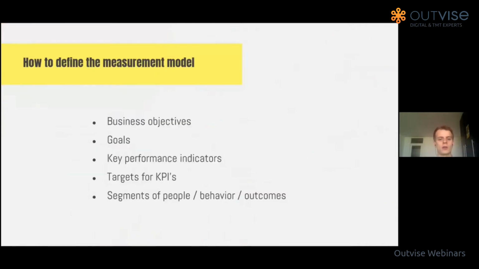And with that, I would like to give the word to Olga, and she will quickly tell you about how to define the measurement model and what is necessary.